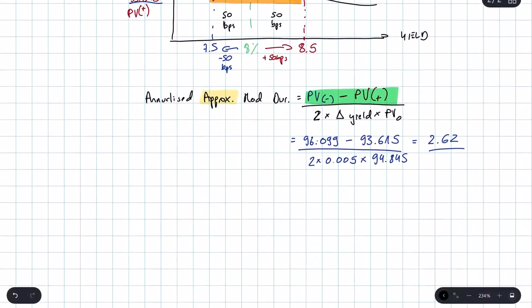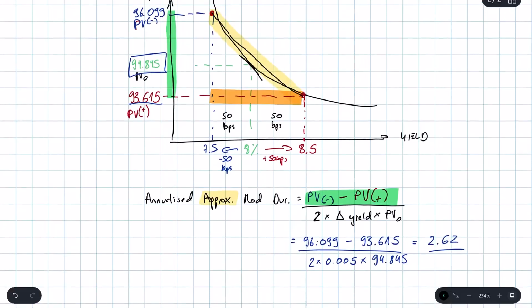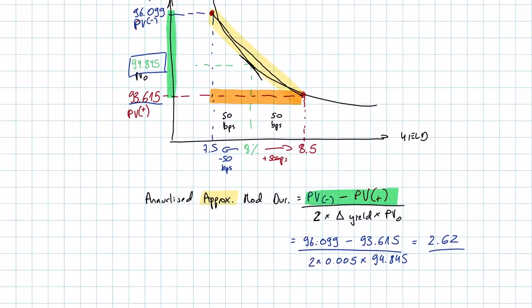So that's approximate modified duration for you. It's annualized. If you ever need to compute it, this is the way to go. In reality, you'll typically rely on your bond worksheet on the calculator to do most duration computations.